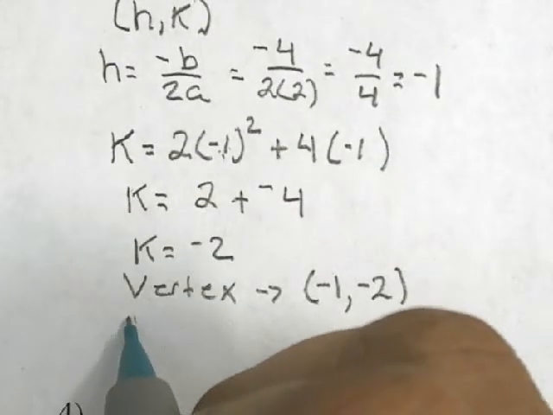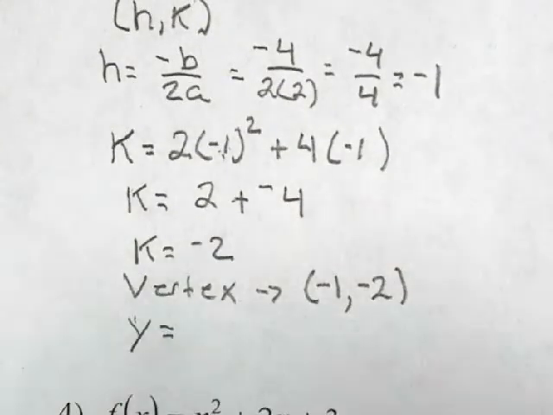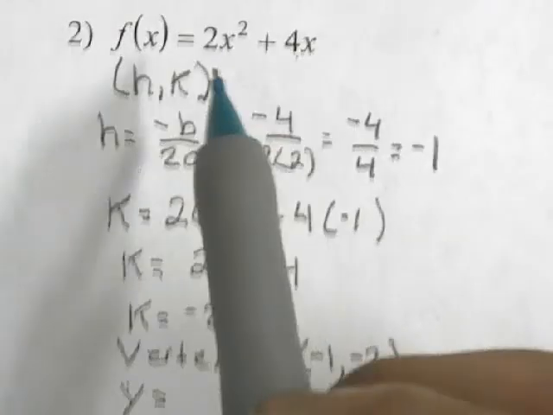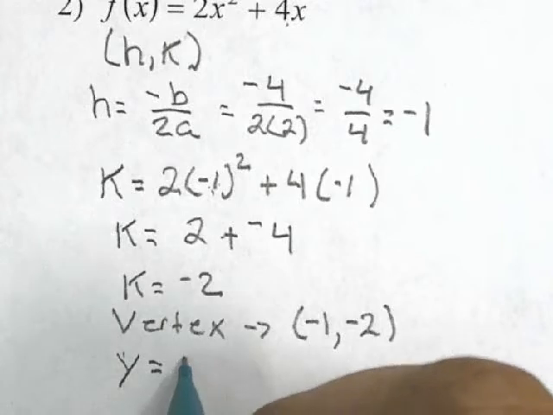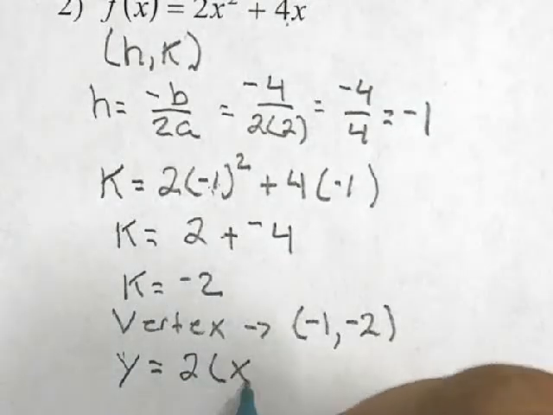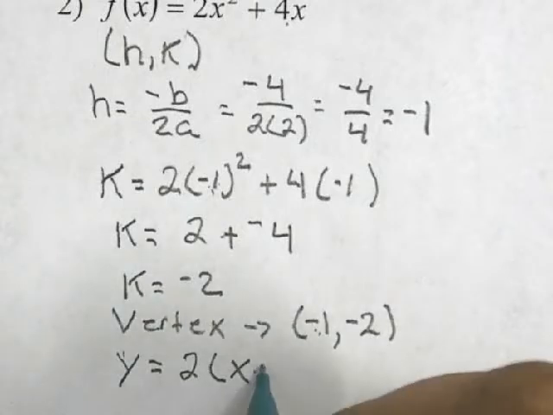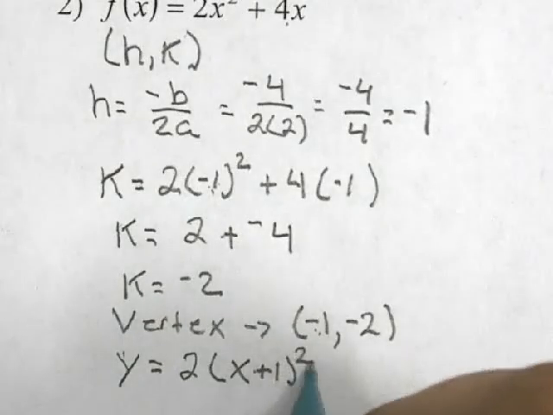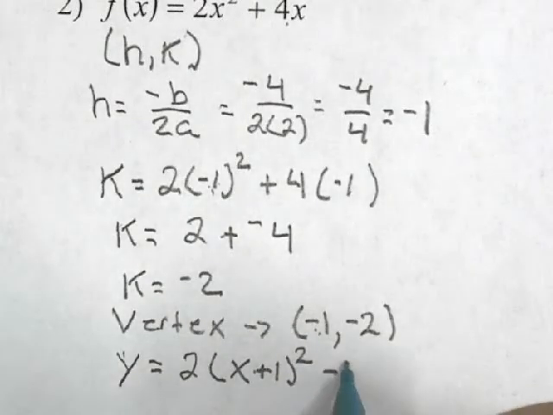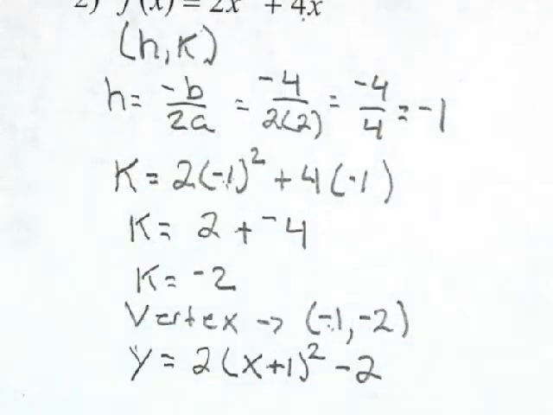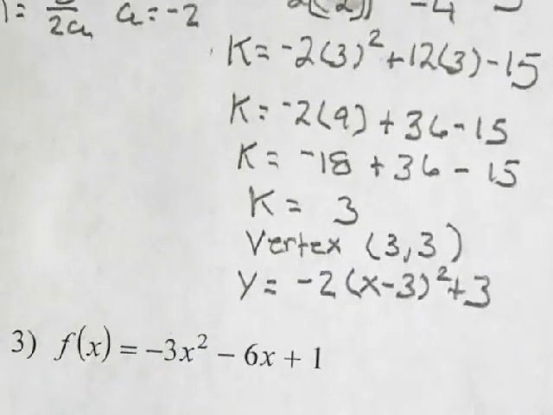Now, put it into your vertex form. Y equals a. A was equal to 2 up here, so we start with the 2, times x. Now it's minus h, but h is negative 1. So it's going to be plus 1 squared minus 2. There it is in vertex form. All right, let's do another one.